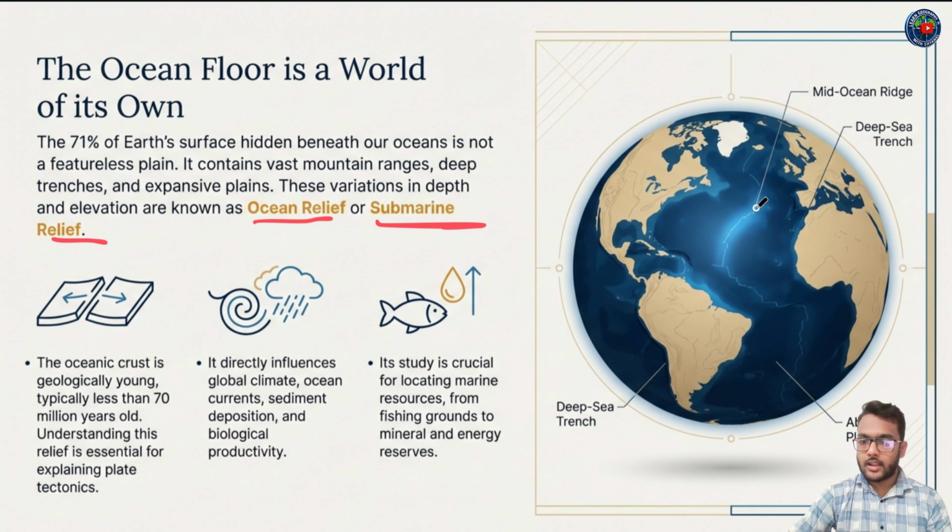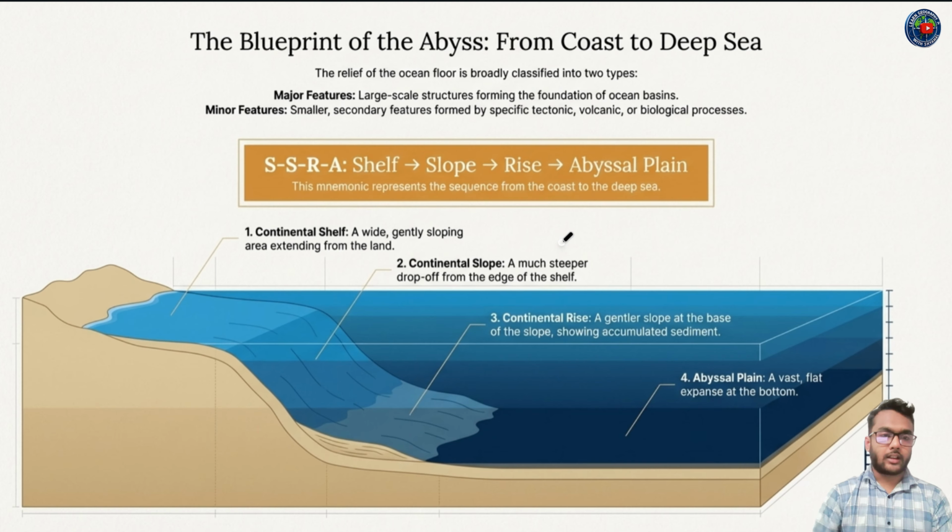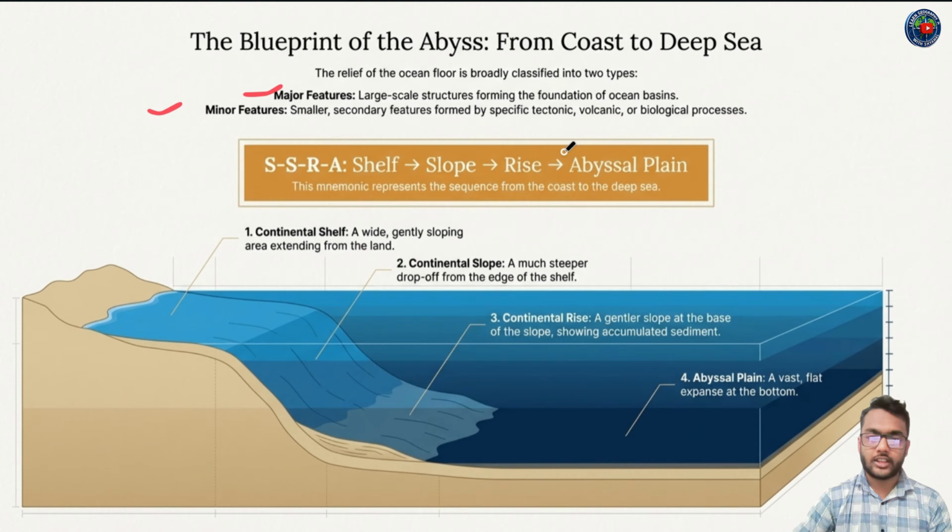This is the mid-oceanic ridge, deep sea trenches, abyssal plains, and deep sea plains. These are some oceanic features, marine features. Now, the blueprint of the abyss from coast to deep sea. The relief of the ocean floor is broadly classified into two types: major fissures and minor fissures. Major fissures are large-scale structures forming the foundation of ocean basins, and minor fissures are smaller sedimentary fissures formed by specific tectonic, volcanic, or biological processes.